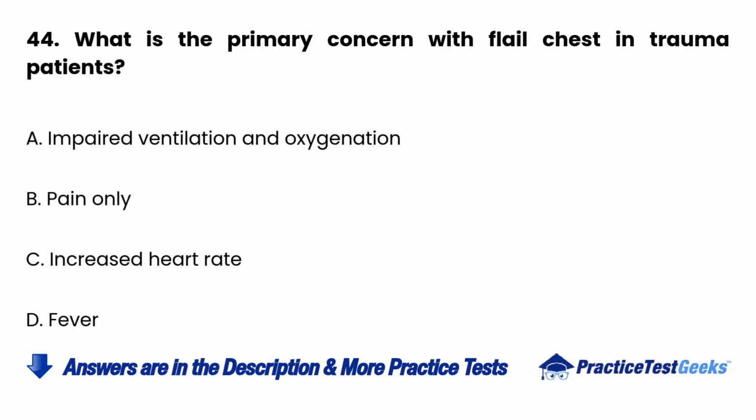What is the primary concern with flail chest in trauma patients? A. Impaired ventilation and oxygenation. B. Pain only. C. Increased heart rate. D. Fever.